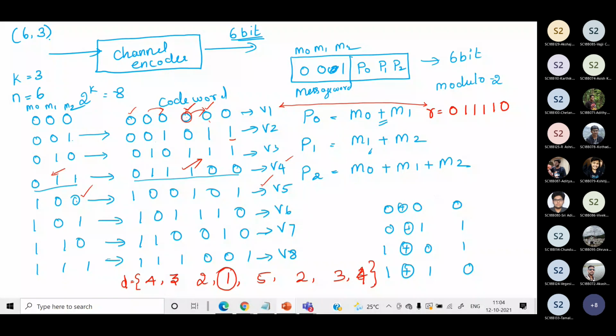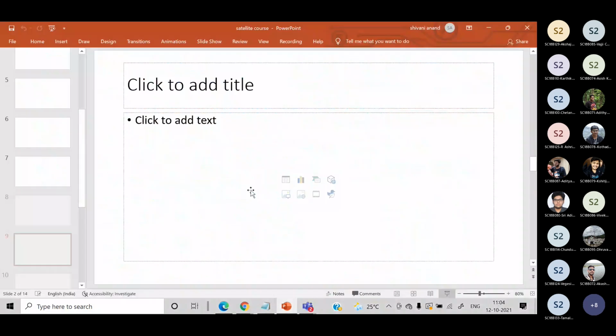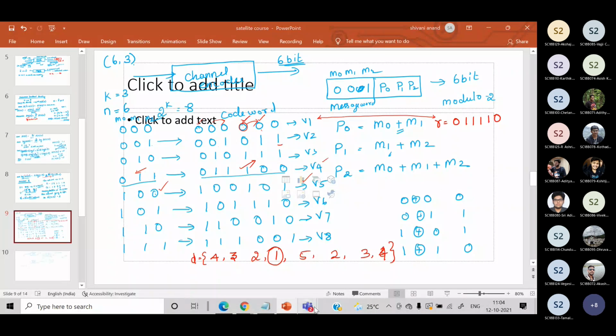Okay. Next class we will see the error correction capability and also how to generate this, that is, message to code word. So if you have any doubt, you can ask me now. Otherwise, we will end this session.